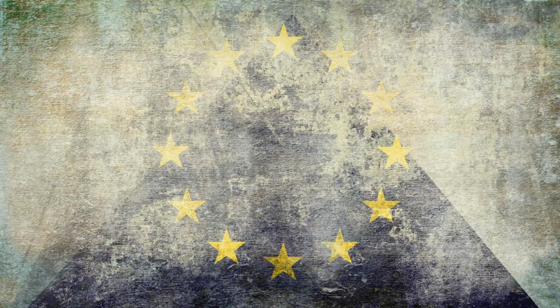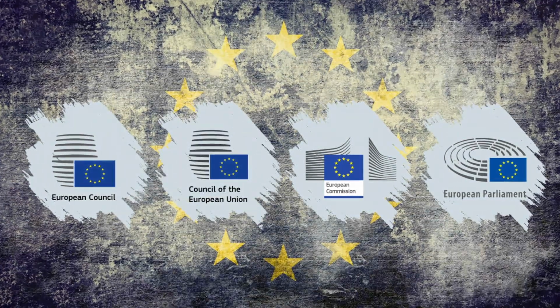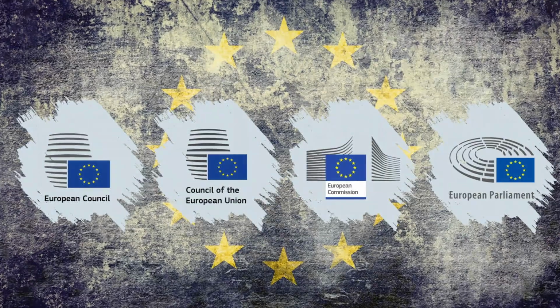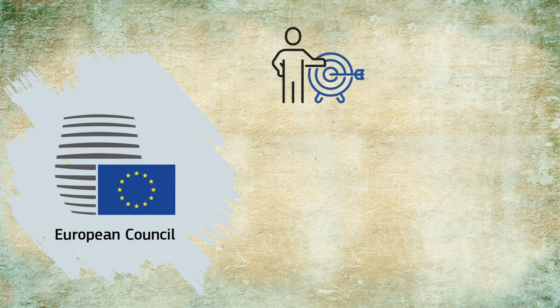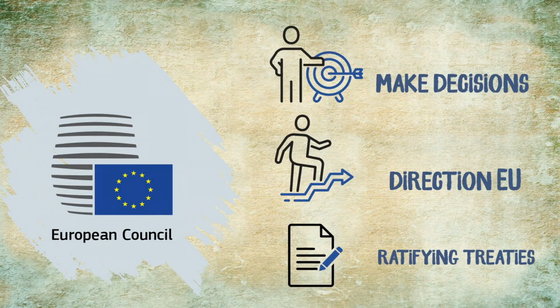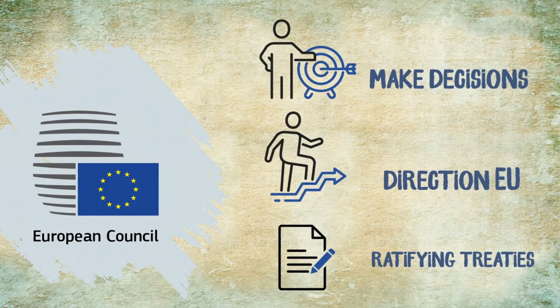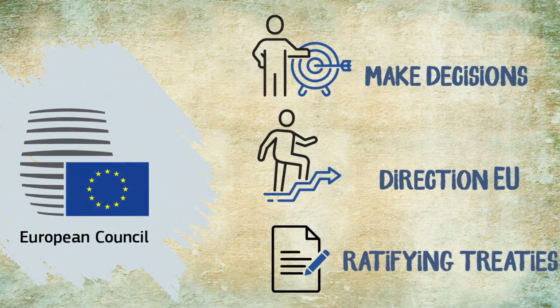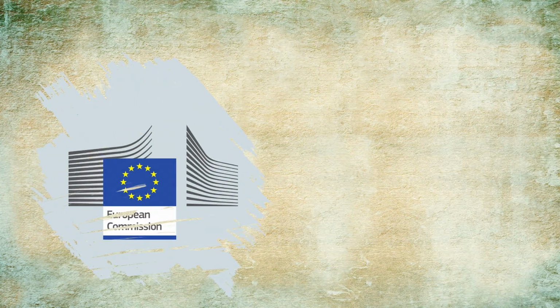The EU now has 4 main institutions: the European Council, the European Commission, the European Parliament, and the Council of the European Union. They work together to make decisions on behalf of EU citizens. The European Council is made up of the heads of state or government of EU member states. It sets the EU's overall direction and priorities. It meets several times a year to discuss major issues and make decisions, including ratifying treaties and accepting new member states. While the European Council sets the priorities, the European Commission works to make them a reality.